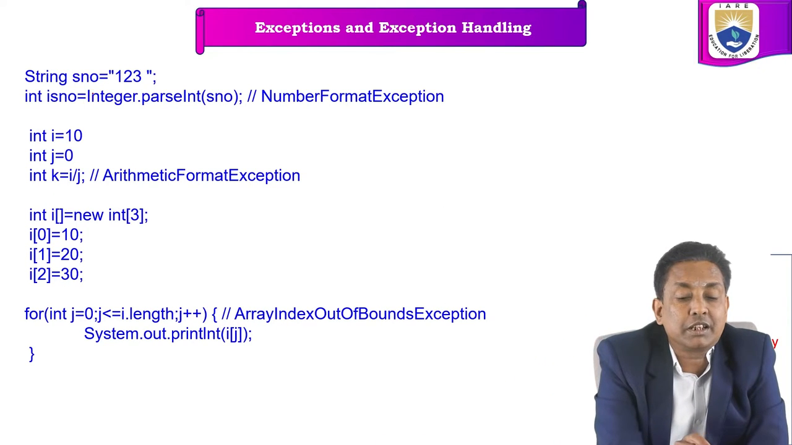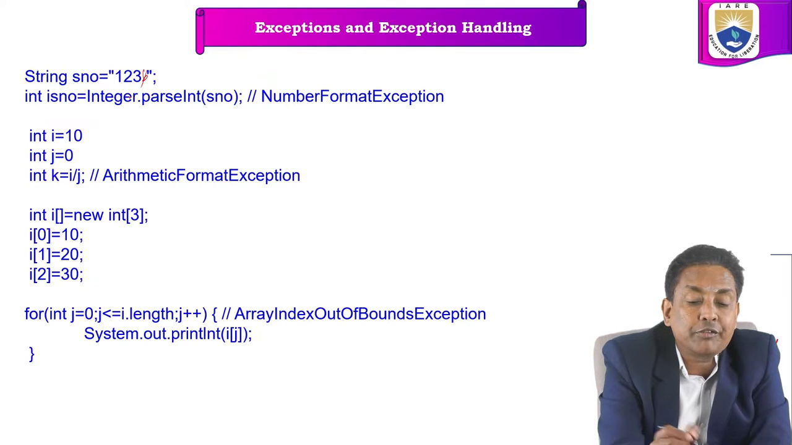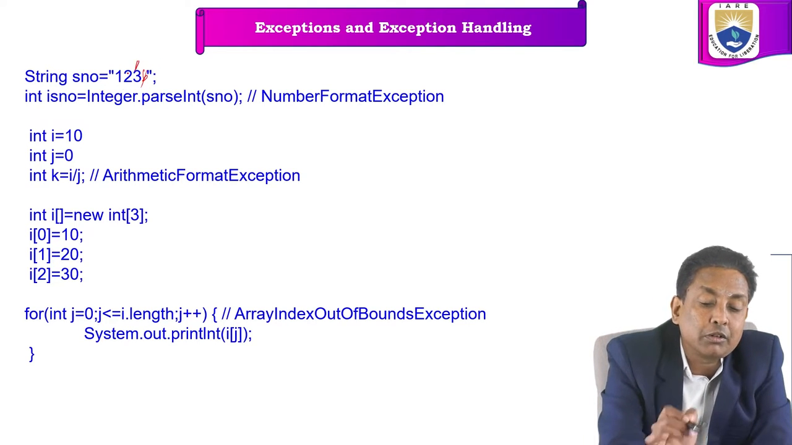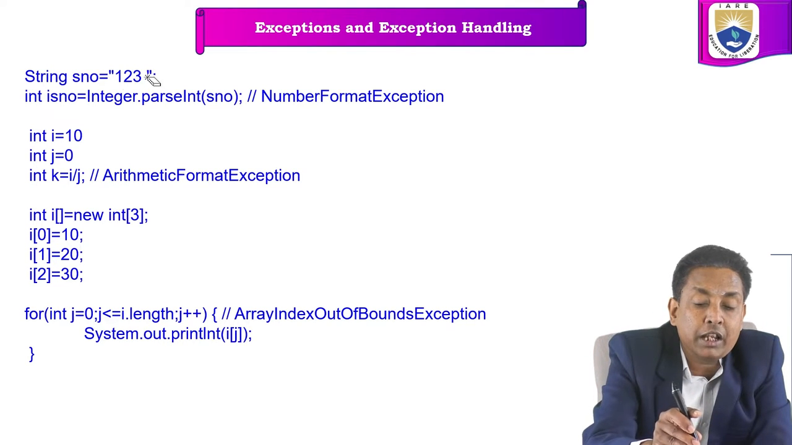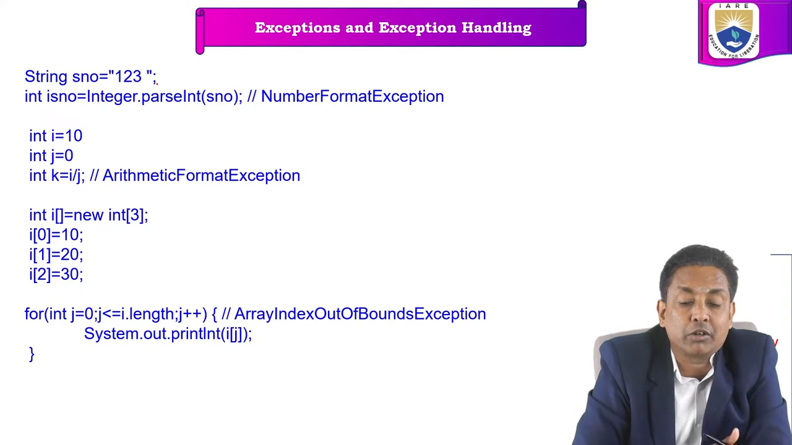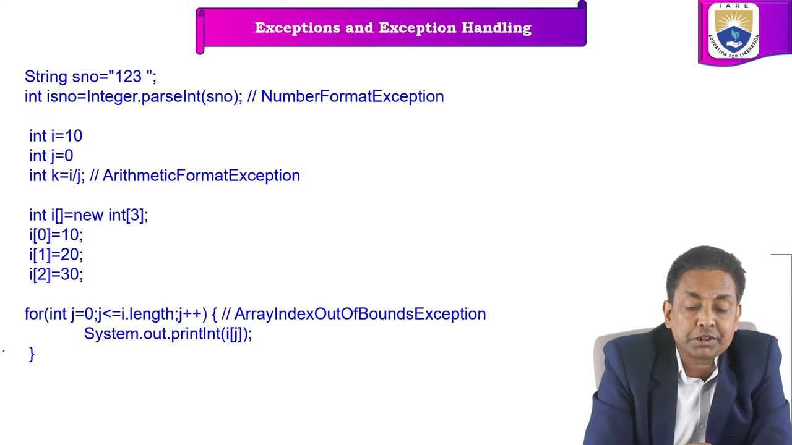So here is one. String student number is equal to "123", Integer.parseInt of sno. Here after 123, we left one blank space. If you close the double quotation immediately after 3, the number will be converted. But after 3, we gave one blank space and then closed the double quotation. Because it has a non-digit character here, we'll get a NumberFormatException. int i is equal to 10, j is equal to 0, i by j, 10 by 0: ArithmeticException.